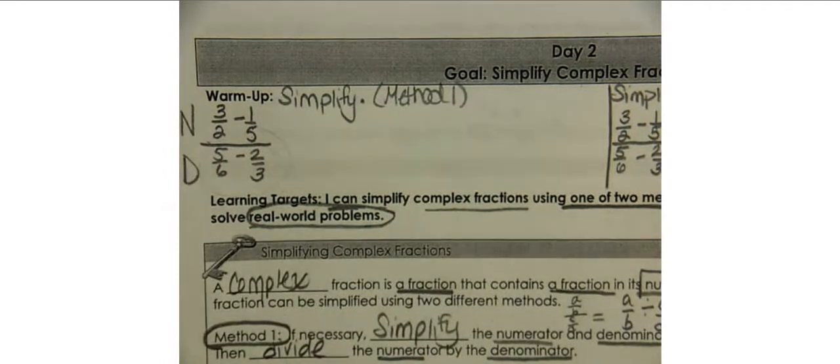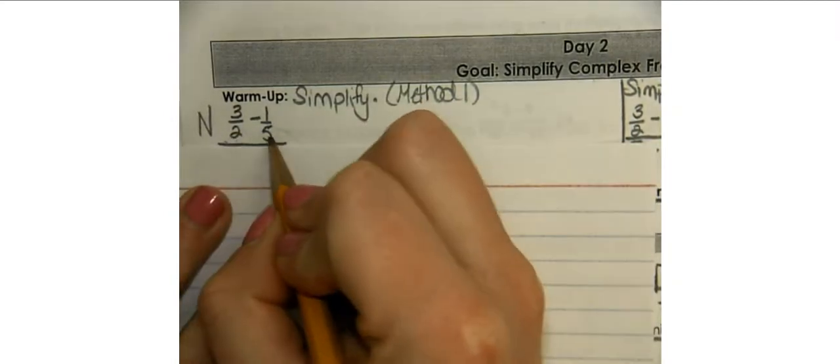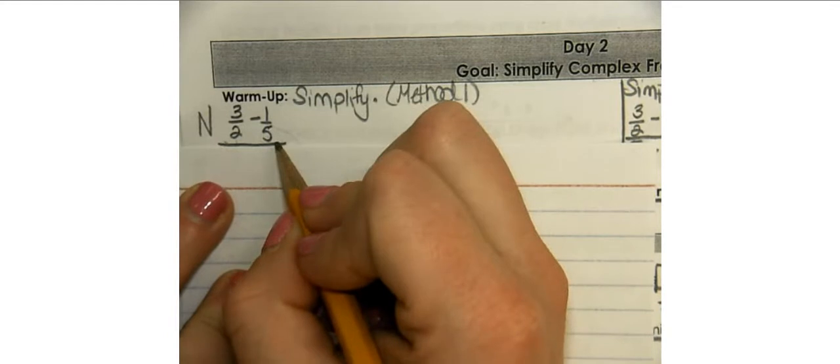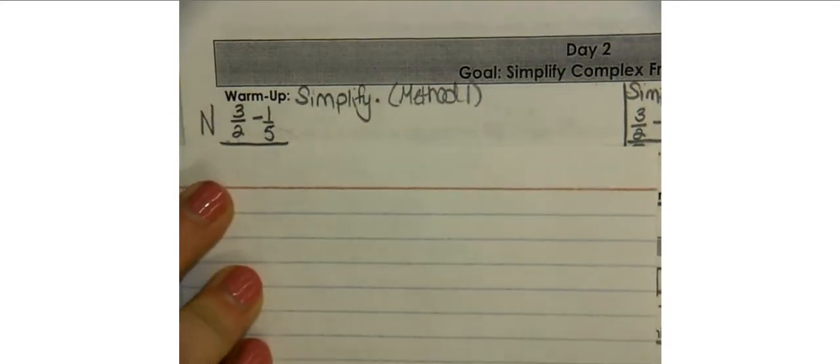All right, so just working with my numerator, I need to come up with a least common denominator. I have a 2 and a 5, and 2 and 5 have nothing in common. So I can multiply 2 times 5 to get a common denominator of 10. I'm going to draw out my fraction bar, and I need a common denominator of 10. So I'm going to multiply 2 times 5, and whatever you do to the bottom, you have to do to the top. I'm going to end up with 15 over 10.